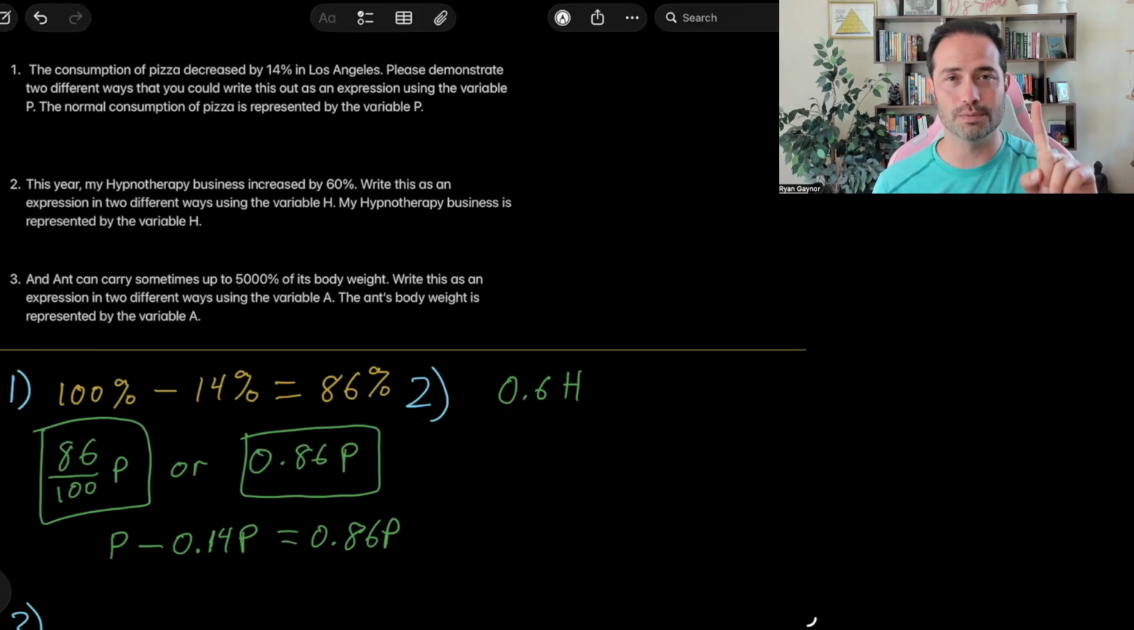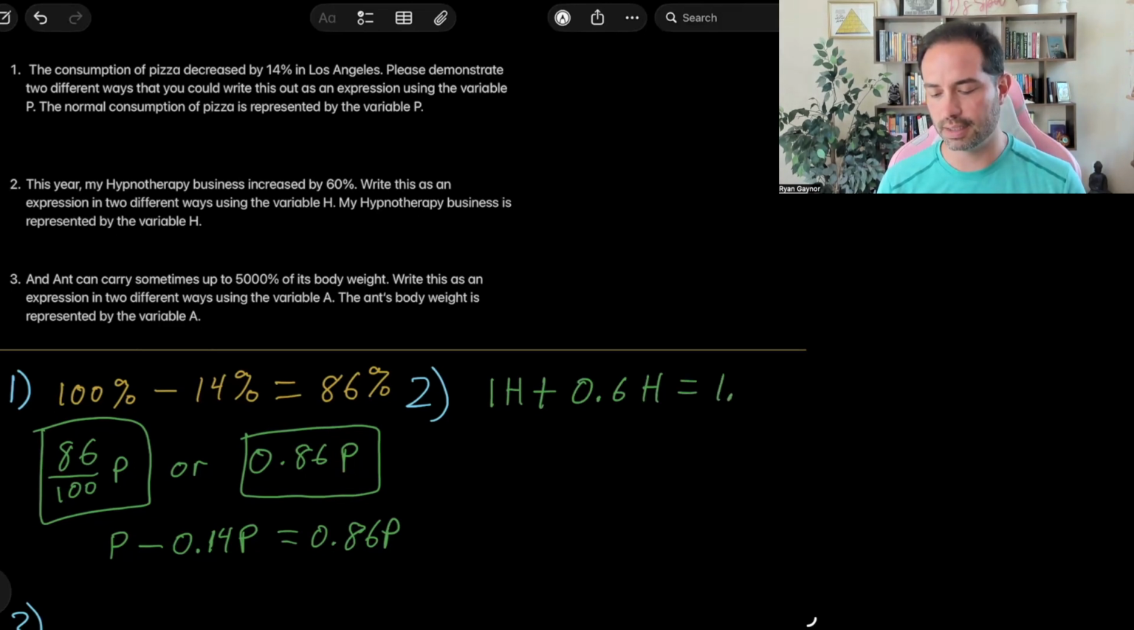So 1 whole. So what we do is we say, okay, well, the hypnotherapy business started at 1h, right? So the 100% of whatever last year was. And then we're increasing, so plus 0.6h, and that will equal 1.6h. So there's my first answer.